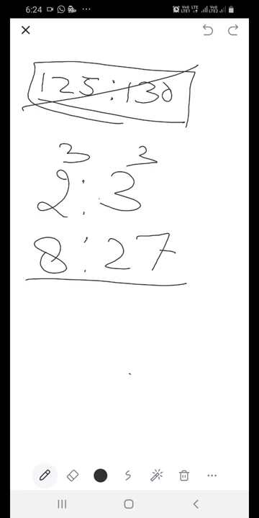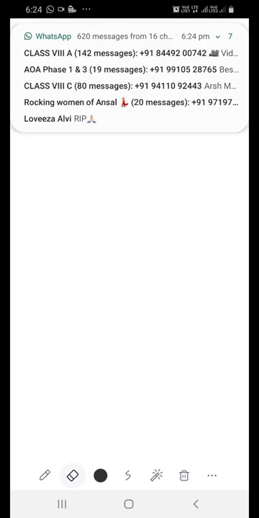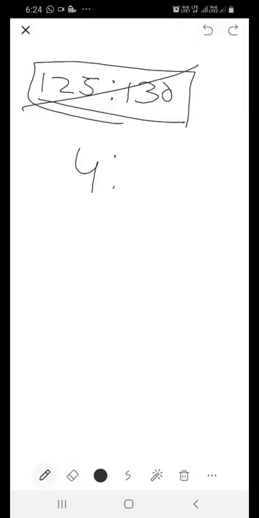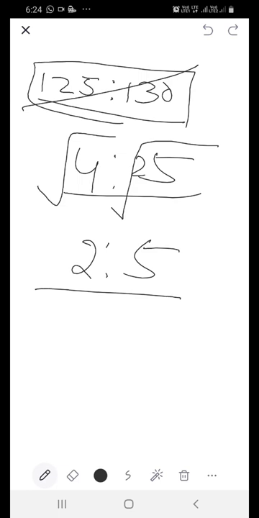Now what do you mean by subduplicate ratio? Suppose the ratio is given to you as 4 is to 25. Now you are asked to find the subduplicate ratio of 4 is to 25. Subduplicate ratio means take the square root of both the terms. It will become 2 is to 5. So 2 is to 5 is the subduplicate ratio of 4 is to 25.